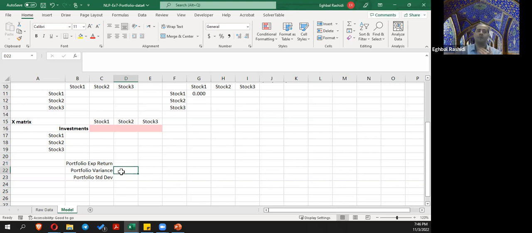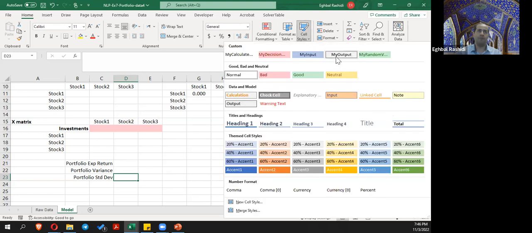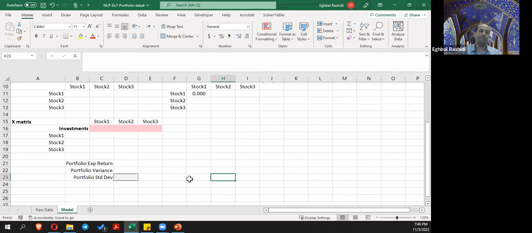And computing the portfolio variance, which I'm going to do in the raw data sheet, I can compute the portfolio standard deviation, which is actually the risk of my portfolio. So I want to minimize the risk of the portfolio. So this is going to be my output, and the output is the square root of the variance, which I'm going to find in raw data.